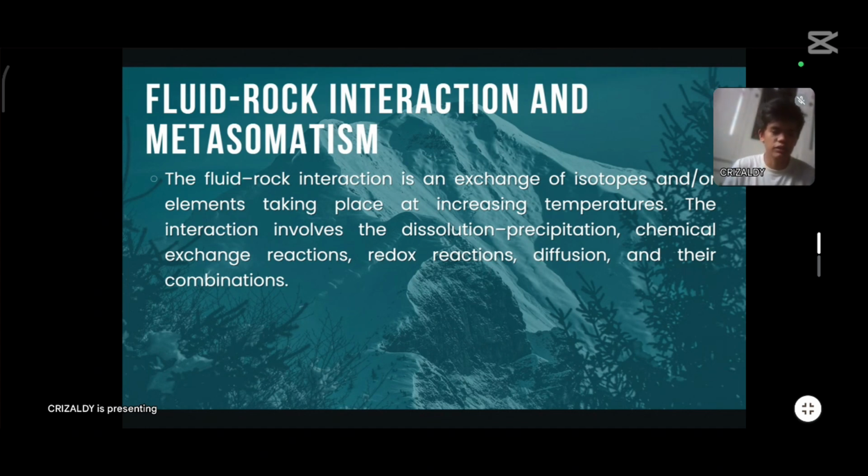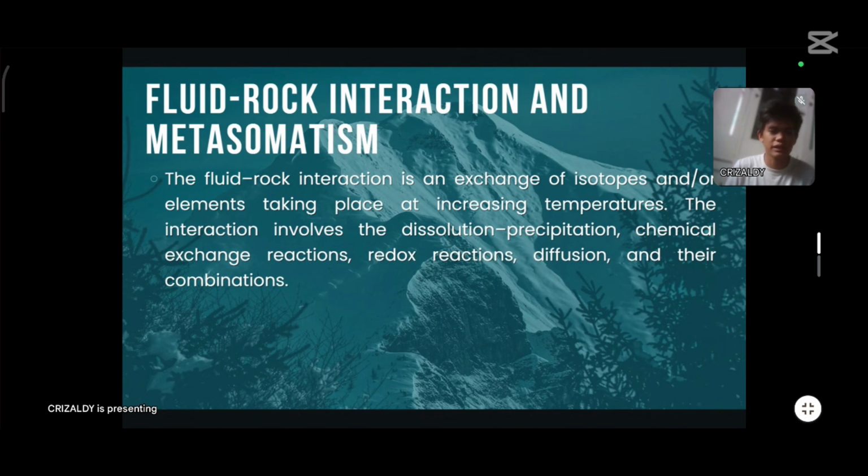Basta sa fluid rock interaction, parang nangyayari dahil sa pag-interact niya sa rock, nagkakaroon ng mga dissolution or precipitation, chemical exchange, reaction, redox reaction, diffusion, and their combination. Yan lang yung tandaan nyo pagdating sa fluid rock interaction.